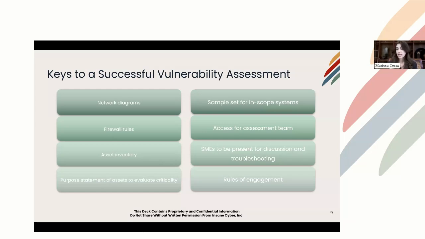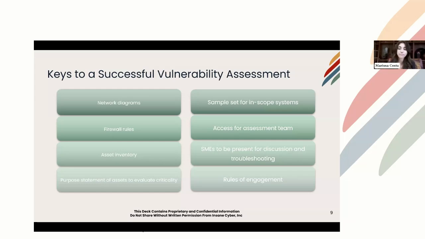Vulnerability assessments honestly have quite a fast turnaround. I'd say they're right around 3 days. They can extend to 5 if that's the ask, but it's really important to gather a sample set of the in-scope systems that you want tested that is representative of your environment. Because it's so short and fast, you can't test every single asset that you have. So really making sure that you have a proper representation of what your environment looks like for the vulnerability assessment is really key.